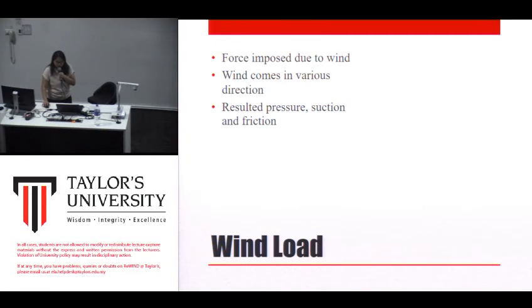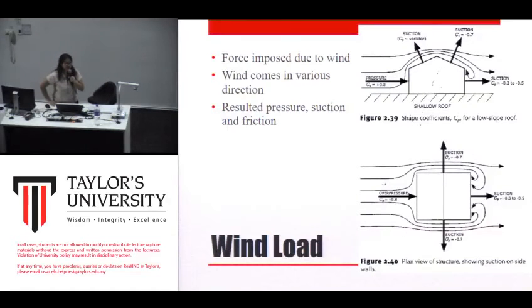Just now, earlier on, I talked about wind load. So wind load can impose vertical load, it can impose horizontal load, and why is it? It can result in pressure, suction, and friction. So to analyze wind load is very interesting because you have to understand the aerodynamic actions. So I show you one example. This is a simple example where this is the plan view of a building. So the wind is coming in this direction, in the horizontal direction.